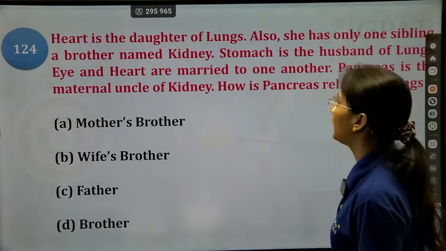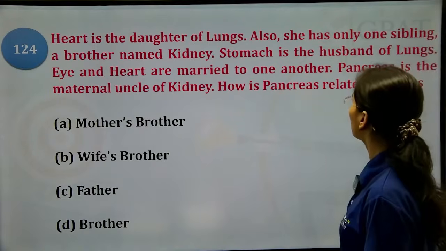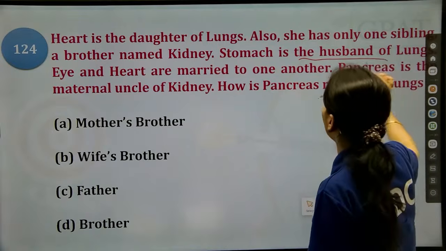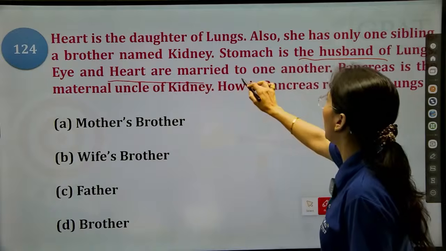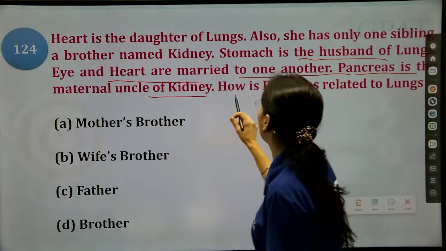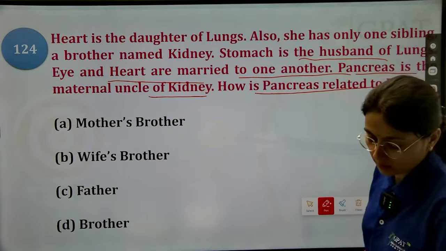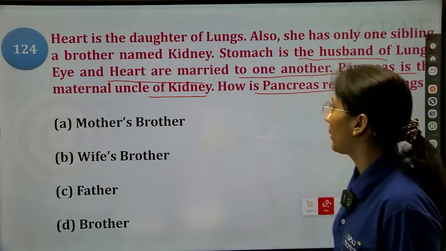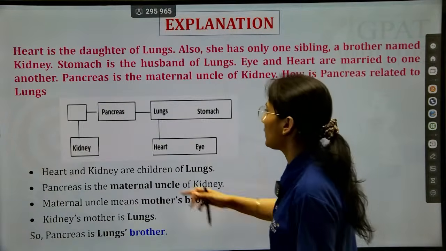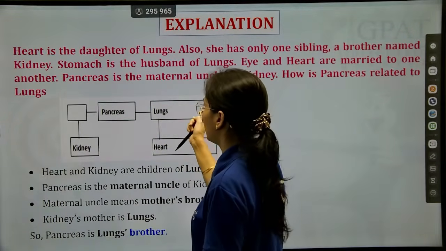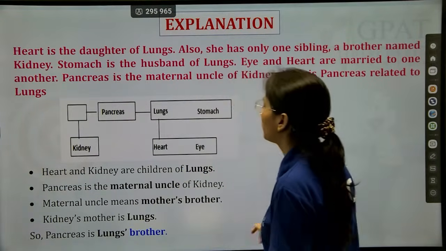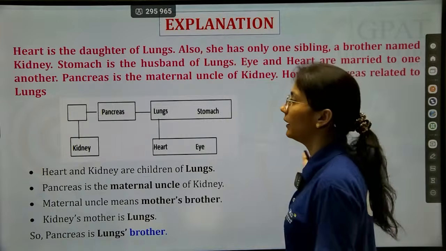Next is: Heart is the daughter of Lungs. She has only one sibling, a brother named Kidney. Stomach is the husband of Lungs. Eyes and Heart are married to one another. Pancreas is the maternal uncle of Kidney. How is Pancreas related to Lungs? Here's the tree: Pancreas, Lungs and Stomach are in the same generation, husband, wife, Kidney, Heart. So the answer is brother. Pancreas is Lungs' brother.